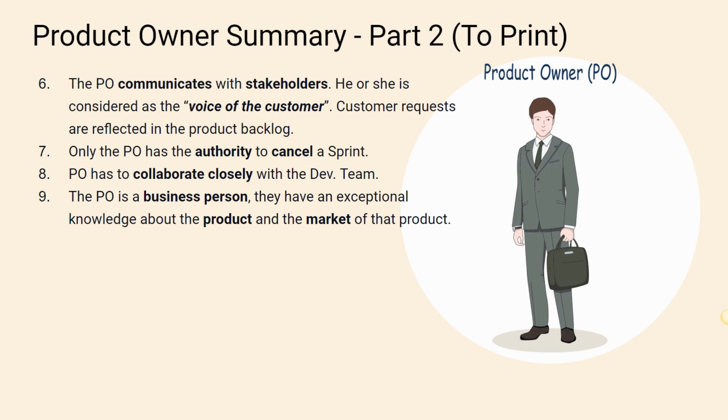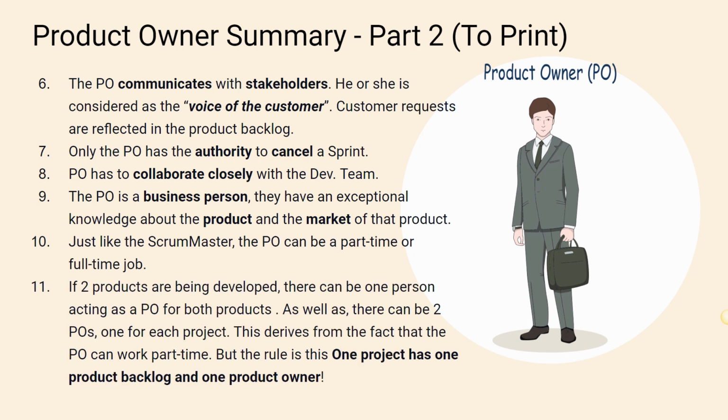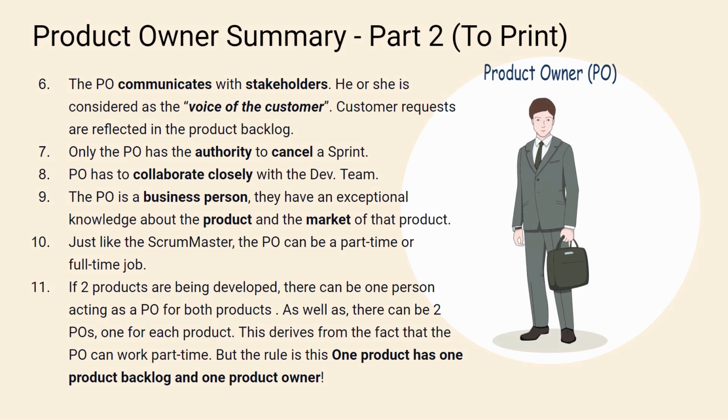They have exceptional business knowledge about the product and the market of that product. Just like the Scrum Master, the product owner can be a part-time job or a full-time job. If 2 products are being developed, there can be 1 person acting as a product owner for both products, as well as there can be 2 product owners, 2 different people, 1 for each product. This derives from the fact that the product owner can work part-time. But the rule is this: 1 product has 1 product backlog and 1 product owner.